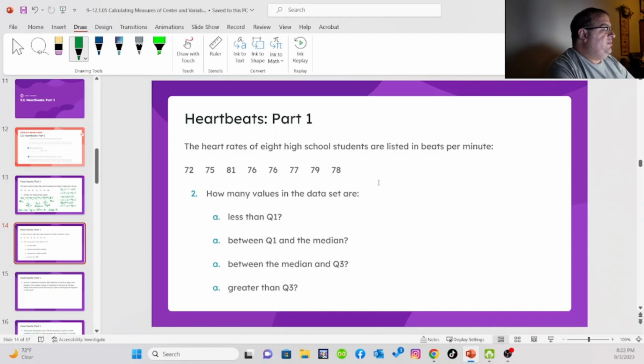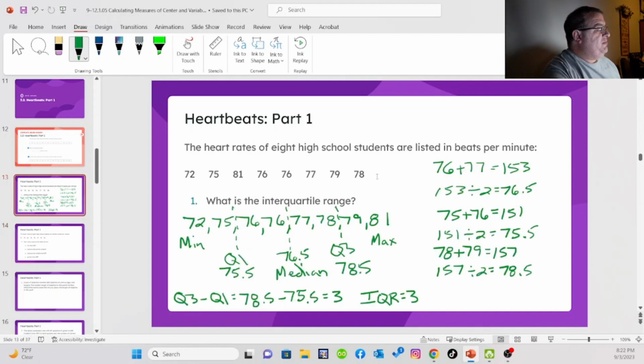Now, number 2 wants to know how many values in the data set are less than Q1, between Q1 and the median, between the median and Q3, and greater than Q3. So if we think about what it means to be a quarter, that means we're dividing into 4 equal parts. We had 8 numbers in this data set, so if I divide 8 by 4, that means each quartile is going to be 2 values.